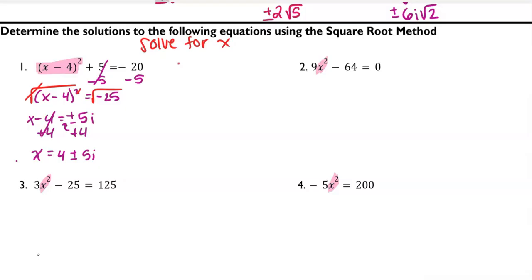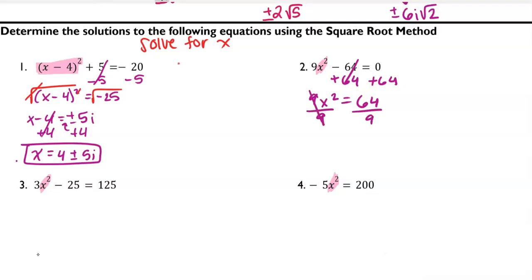Now, let's take a look at number 2. Number 2, 9x squared minus 64. Our first step would be to add 64. Then we have 9x squared equals 64. Our next step will be to divide by 9. We have to divide that 9 before taking the square root.